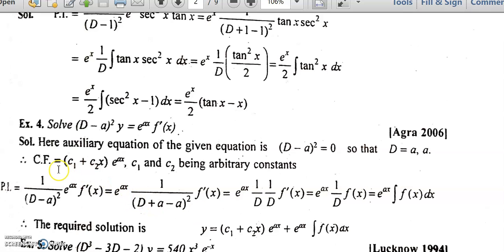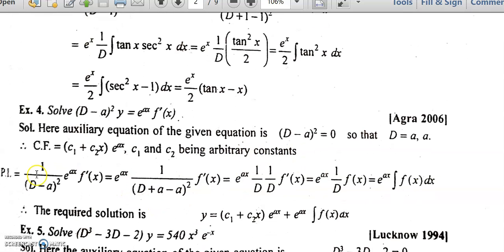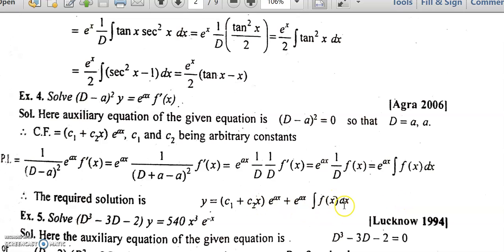Okay, so again solve this particular integral: 1 by (D minus a) whole square of e to the power ax f dash x. So e to the power ax comes out and D will be replaced by D plus a. So plus a minus a cancels out, 1 by D square, okay, f dash x. So 1 by D square means 2 times integration. When we do one time integration, that is integration of f dash x, derivative and integration are opposite to each other. So this is f of x, then integration of f of x dx. So the required solution is this.